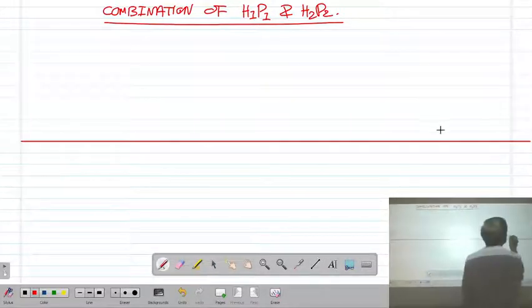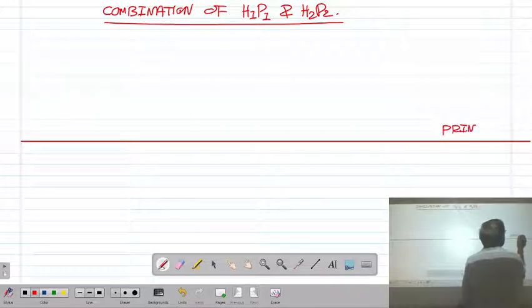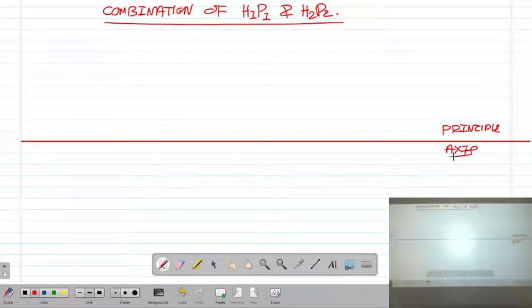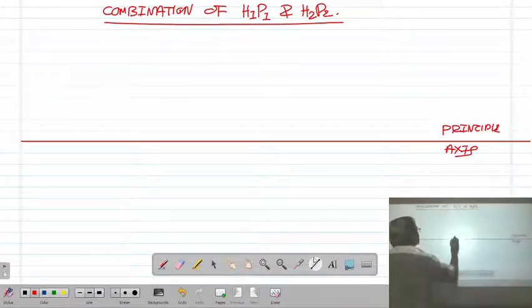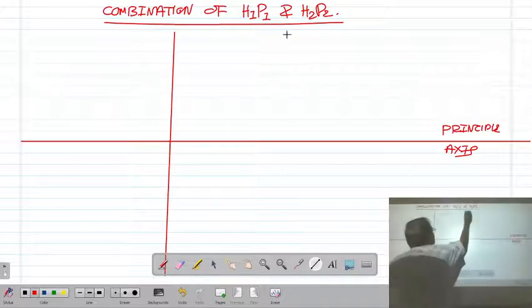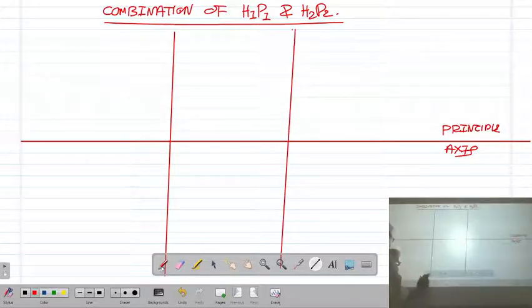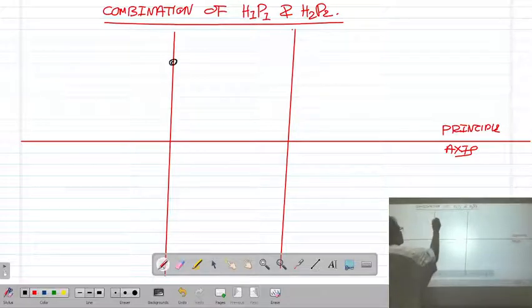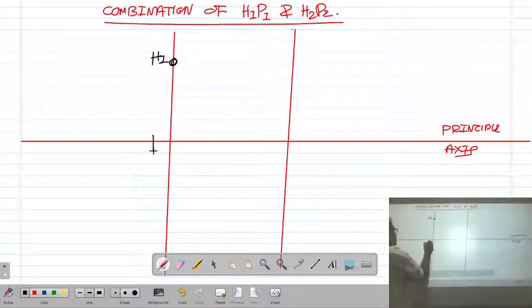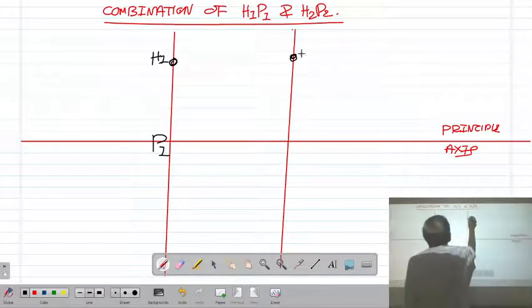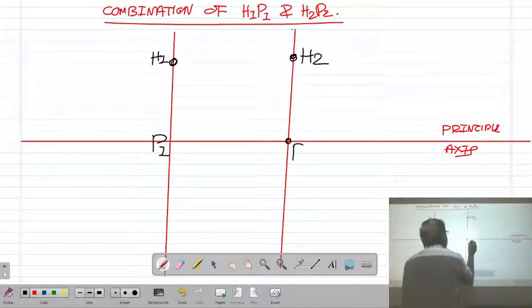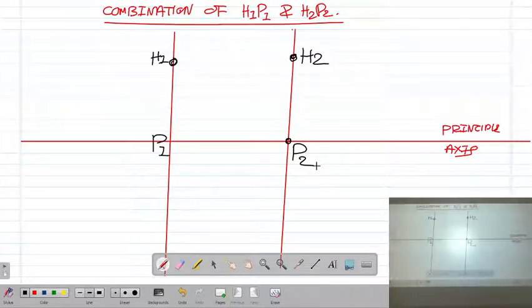Again, this is the principal axis. As I told you, this is H1, P1, H2. Okay, so this H1P1 is called the first principal plane and P1 is called the first principal point.